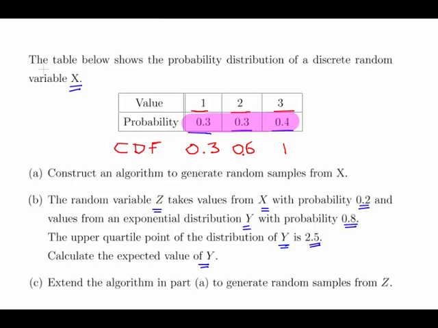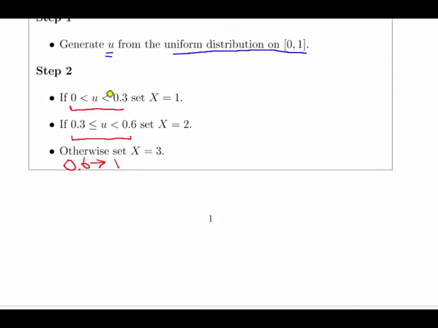So if the value u is in that first interval, that means we take the value x equals 1. If the value u is between 0.3 and 0.6, that means we take the value x equals 2. And if it's greater than 0.6, that means it's x equals 3.